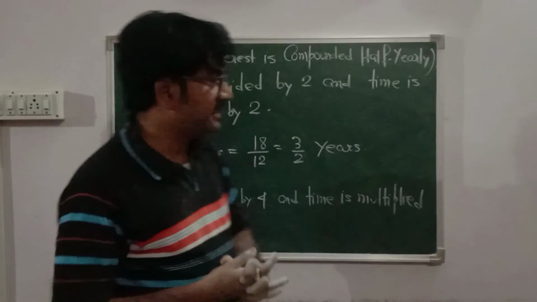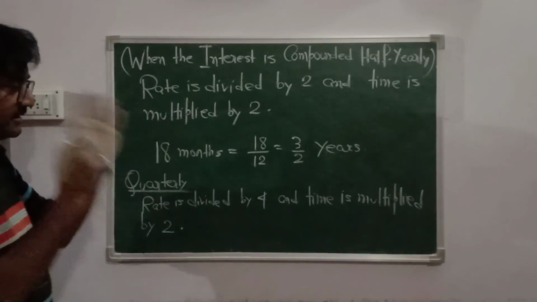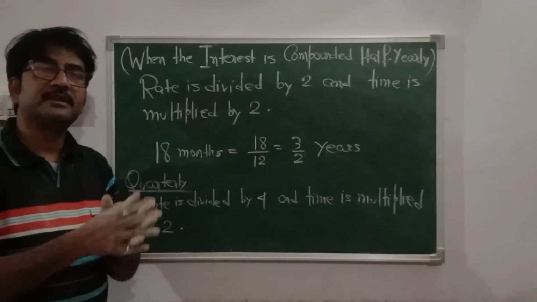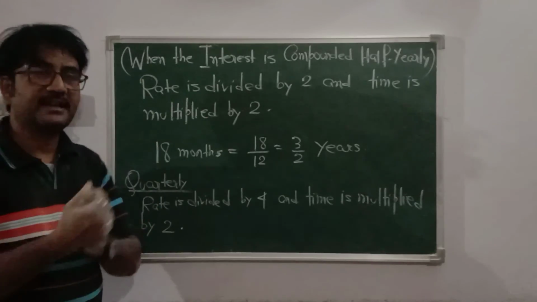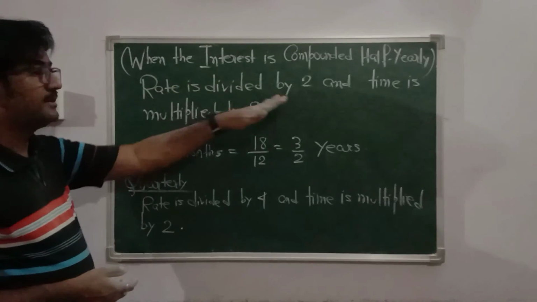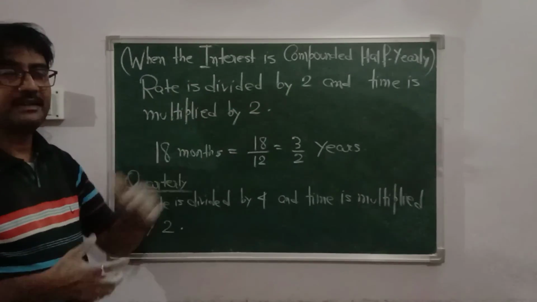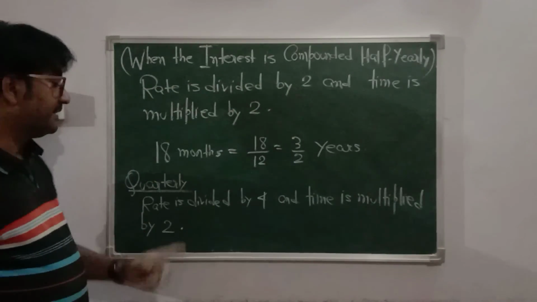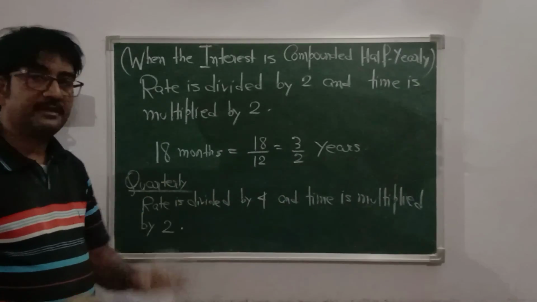So whatever you did till now, the same methodology will be followed. The only difference will be, when it is compounded annually, you didn't do anything, but when it is compounded half yearly, rate is divided by 2 and time is multiplied by 2. When it is compounded quarterly, then rate is divided by 4 and the time is multiplied by 4.